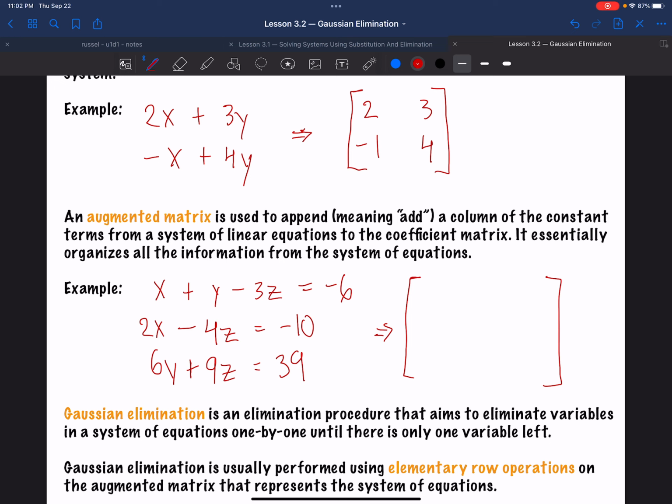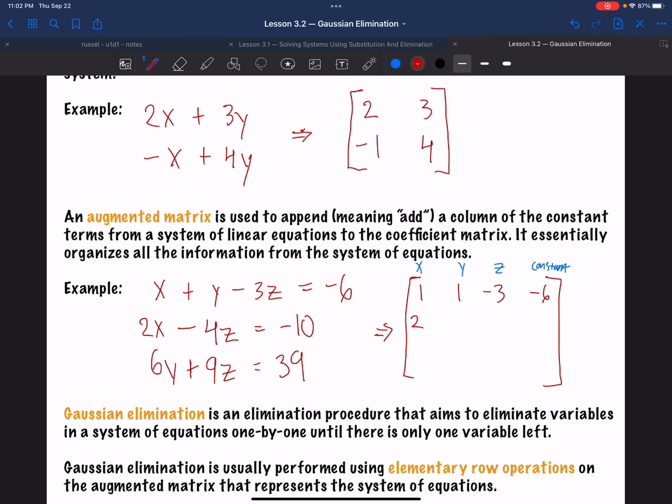So I'm going to first write my coefficients here. 1 on x, 1 on y, -3 on z, and then on that last part is -6, right? So over here I'd have -6. On the next row, I have 2x, so there's 2. Notice now it's -4z. So if you're keeping track here, the first column is x values, the second column is y values, the third is z values, and then the last one is your constant terms.